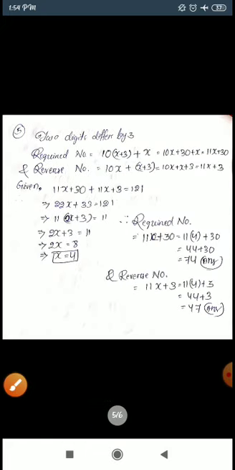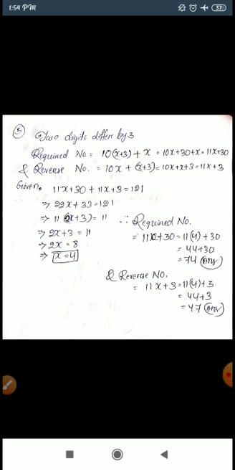The sum of a 2-digit number and the number obtained by reversing the order of its digits is 121, and the two digits differ by 3. Find the number. Two digits differ by 3. Now the required number will be, if the ones digit is x, then the tens digit will be x plus 3, because the two digits differ by 3.